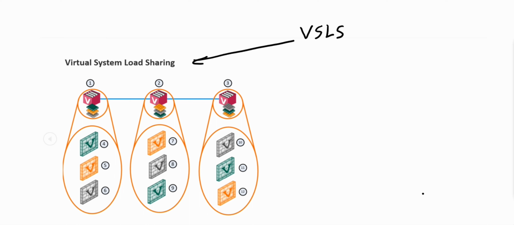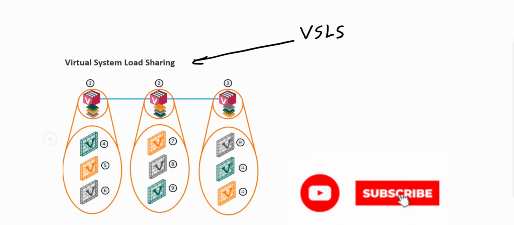So a VSX cluster can efficiently balance network traffic load by distributing active virtual systems between VSX cluster members. And this capacity is known as virtual system load sharing, VSLS. Virtual devices like virtual routers and virtual switches without a physical or VLAN interface are not supported when we configure per virtual system state. Let me quickly make you understand this diagram.